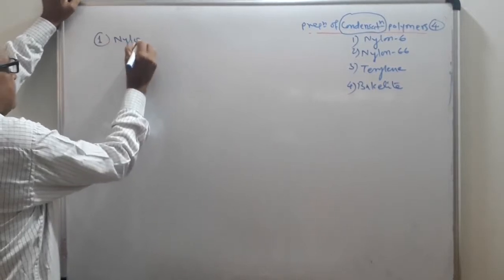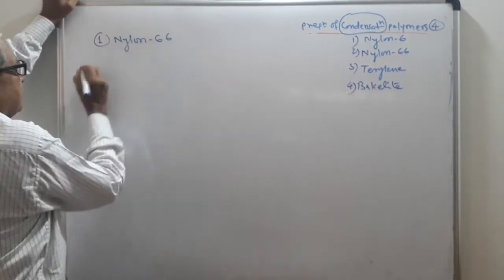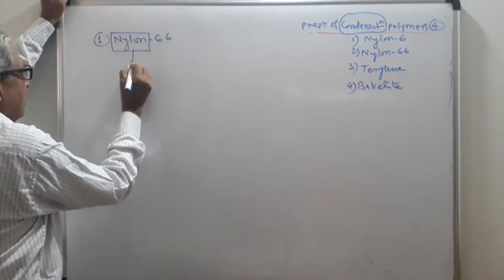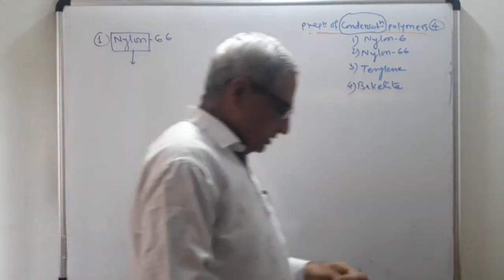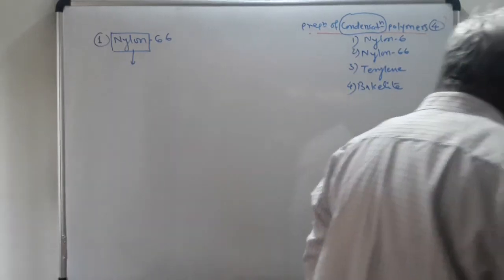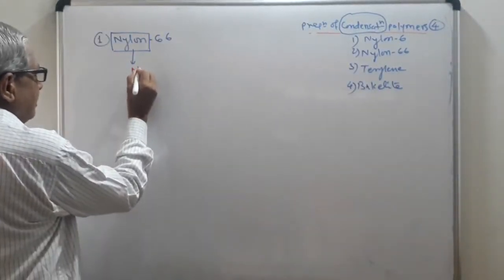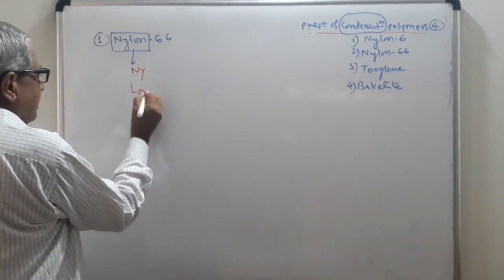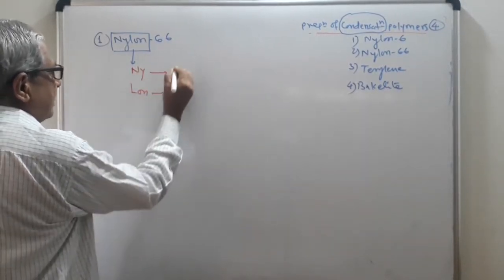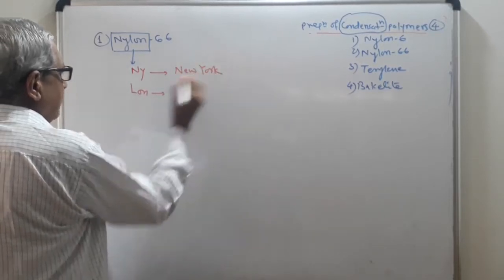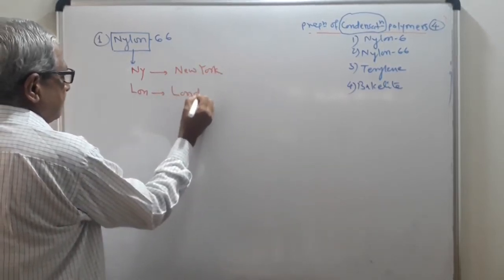Nylon 6,6. First, I will set the question of the nylon. The term nylon is the combination of the 2 terms. One is NY and second is LON. The NY stands for New York and this one stands for London.